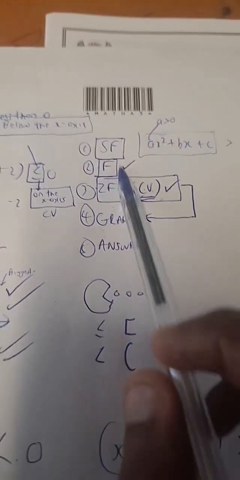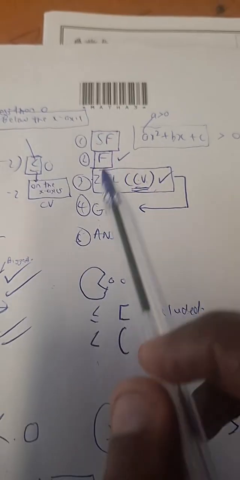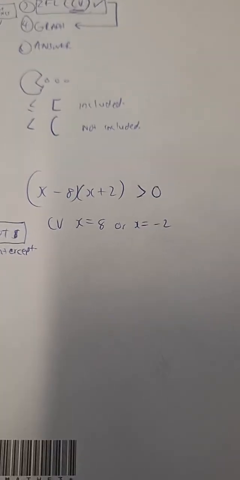So if we look at the stages, we are at the factor. So we move on to the critical value, CV. x equals what? What would make this bracket 0 if x is equal to 8? Or x, what would make this bracket be 0? -2.